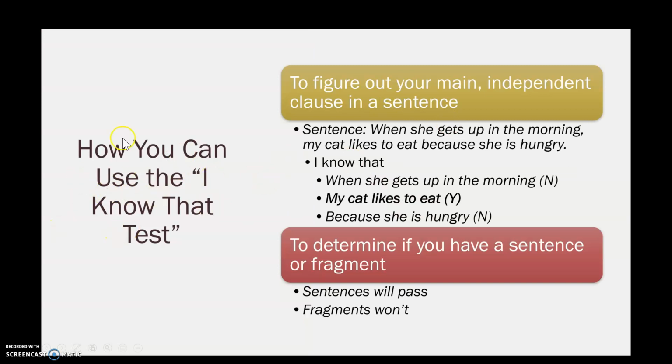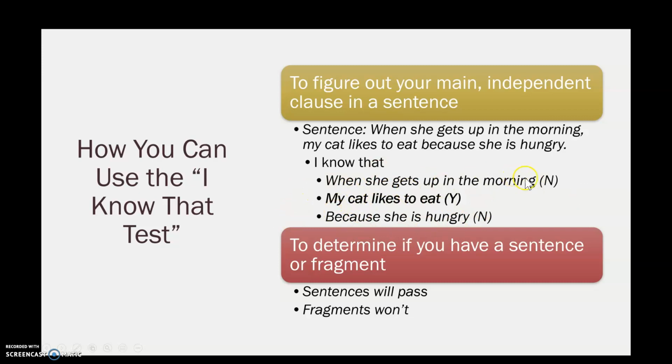So how can you use it? To figure out your main independent clause in a sentence. Take the sentence, "When she gets up in the morning, my cat likes to eat because she's hungry." We just go through the different parts of the sentence to test for it. "I know that when she gets up in the morning." That doesn't pass. "I know that my cat likes to eat." That passes. "Because she is hungry." "I know that because she is hungry." That doesn't pass. So we know that our main independent clause here is "my cat likes to eat."